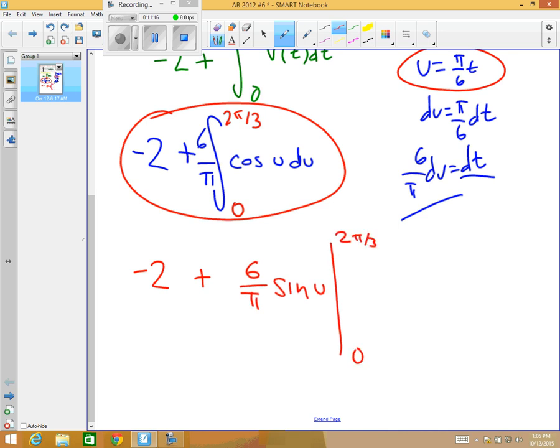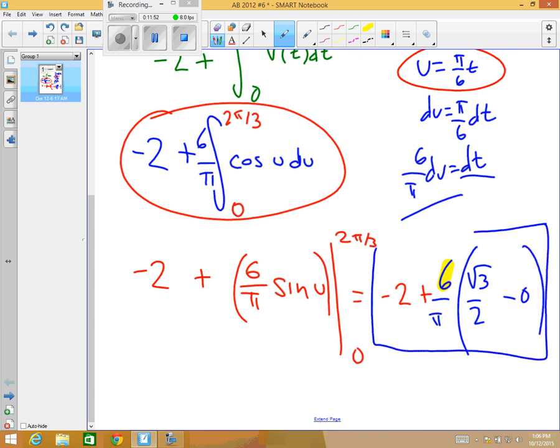Unit circle strikes again. We know what the sine of 2 pi over 3 is, or at least we should. I'm going to say -2 plus, or we could put a 6 over pi on the outside of this whole thing. It's a constant. Plug in 2 pi over 3. Sine of 2 pi over 3 is square root of 3 over 2. You have to just know that. Sine of 0 is 0. This is good enough for a final answer. You could clean it up, but then you're just giving yourself an opportunity to make an arithmetic mistake. So I would say stop there. Once you've got this, you're done. There were no units given, so we can't say feet or whatever. It'd be nice if they gave us units, but it's actually nice that they didn't, because you won't miss points now.